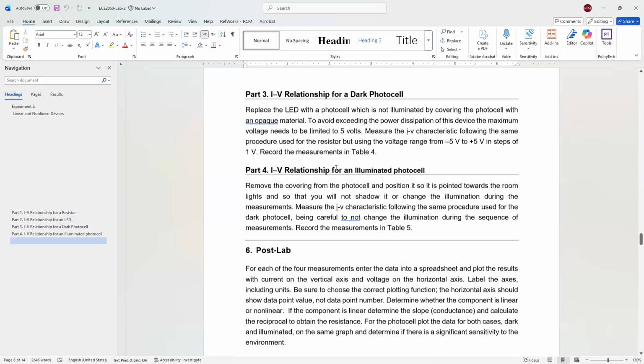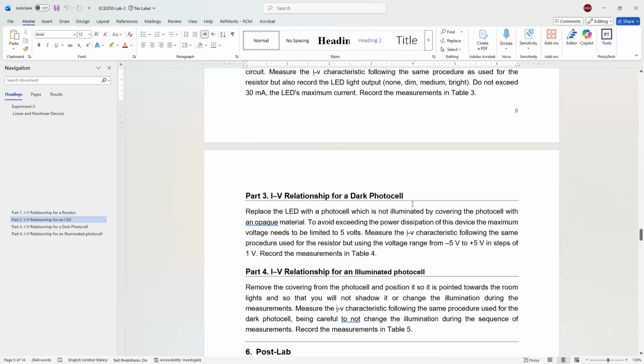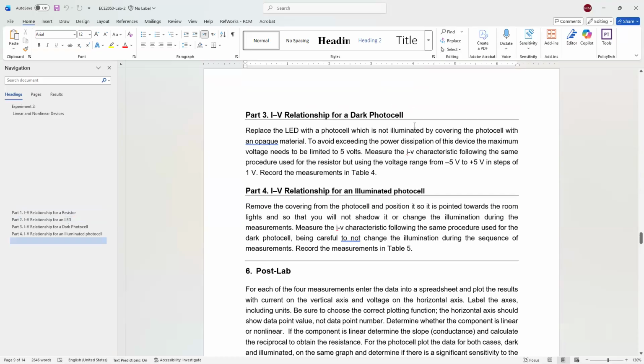Anyway, the last part here, we are going to repeat the same steps. We are going to use the photo cell, but I'm going to use it once dark and once illuminated. How can you make it dark? As I told you here, you can put some material on the photo cell just to make it dark. In the other one, you don't do that. So here we are going to record it twice: one time when it is dark, the other when there is light hitting the photo cell.